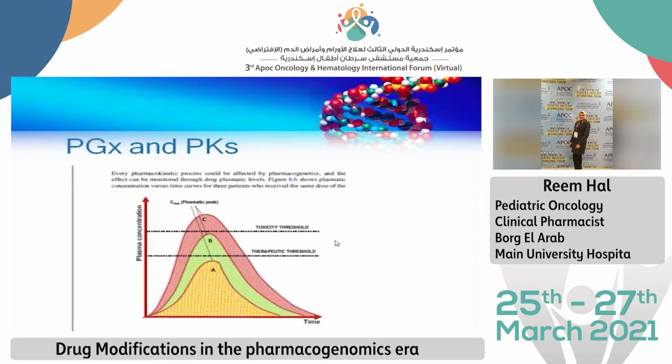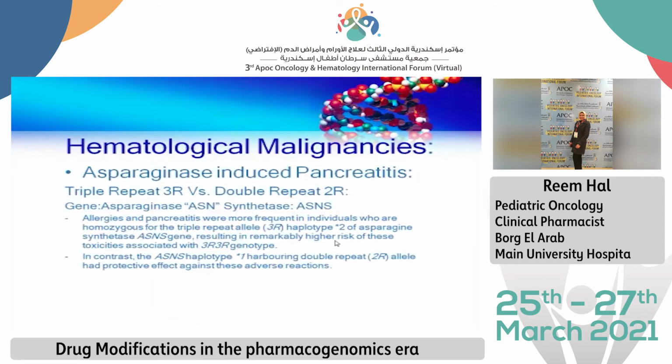Here is a diagram to show the effect of pharmacogenomics on the ADME process. A stands for the ultra rapid metabolizer who takes the subtherapeutic dose due to the same dosing. B is our normal metabolizer or intermediate metabolizer, so he is not affected. C is the poor metabolizer who took the same dose as A and B and suffered from toxicities.